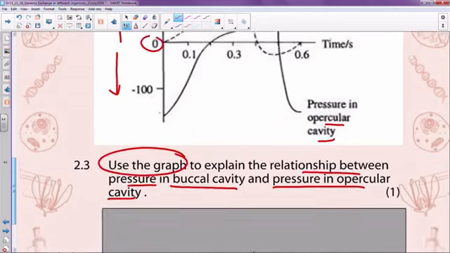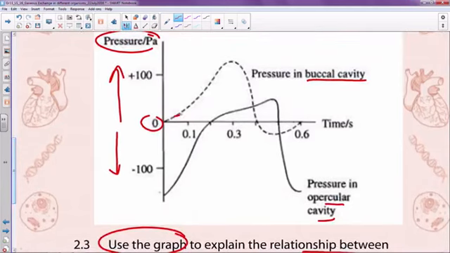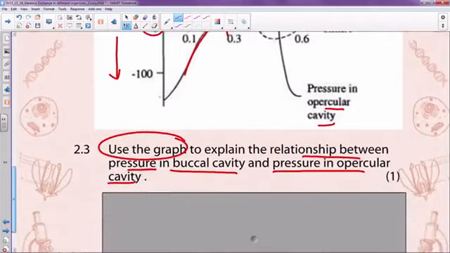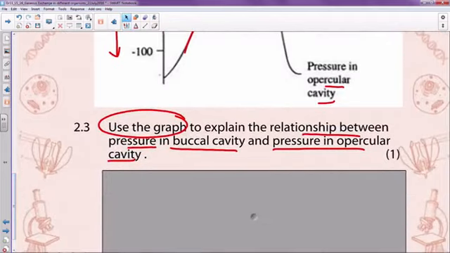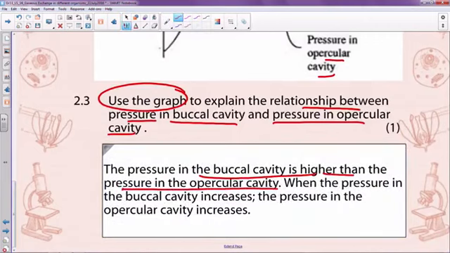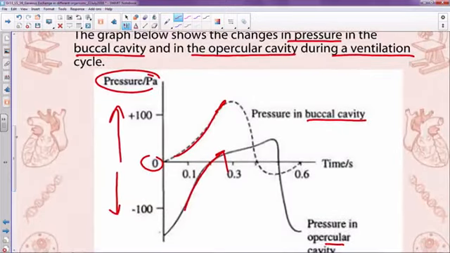So when you look at the graph, what is the relationship between the pressure increasing there and here? You'll find that as the pressure in the buccal cavity increases, the pressure in the opercular cavity also increases. So it's quite a simple response that you need to write. The pressure in the buccal cavity is higher than the pressure in the opercular cavity. When we look at the graph, you can clearly see a significantly higher pressure in the buccal cavity as compared to the opercular cavity.